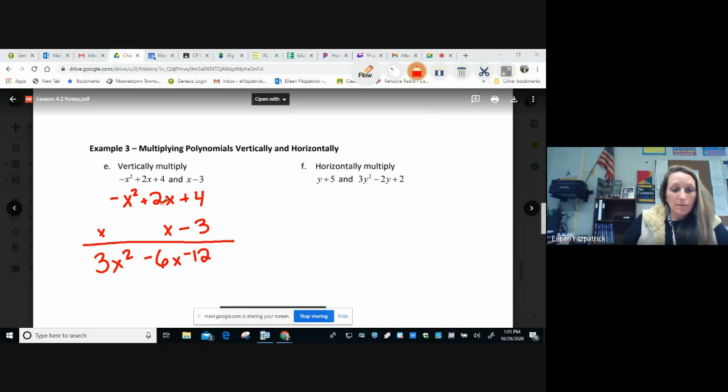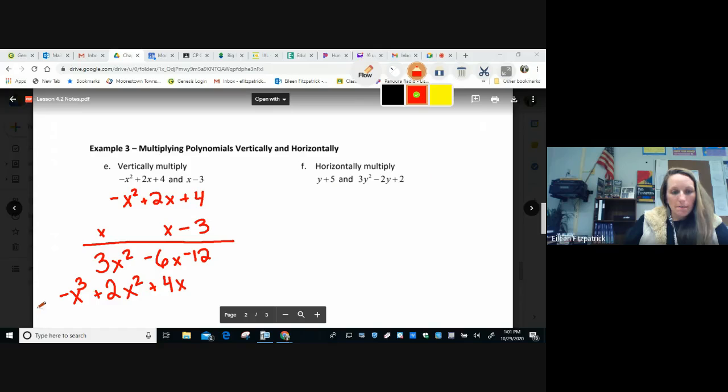Now I multiply everything by x and I write the product below. So x times 4 is a 4x. X times 2x is a 2x squared. It's positive 4x. And then an x times a negative x squared is a negative x cubed. And since the 2x squared was positive, I'll put a plus in between. Okay.